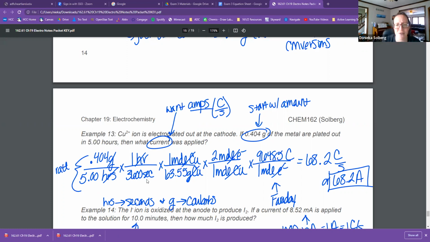Now I need to get rid of grams. So the easiest way to do that is convert to moles, right? Okay, so I've got mass of copper is 63.55 grams. So I got 63.55 grams copper for 1 mole. All right, now I have moles per second. Now I need to get all the way to coulombs, which has to do with charges and electrons.